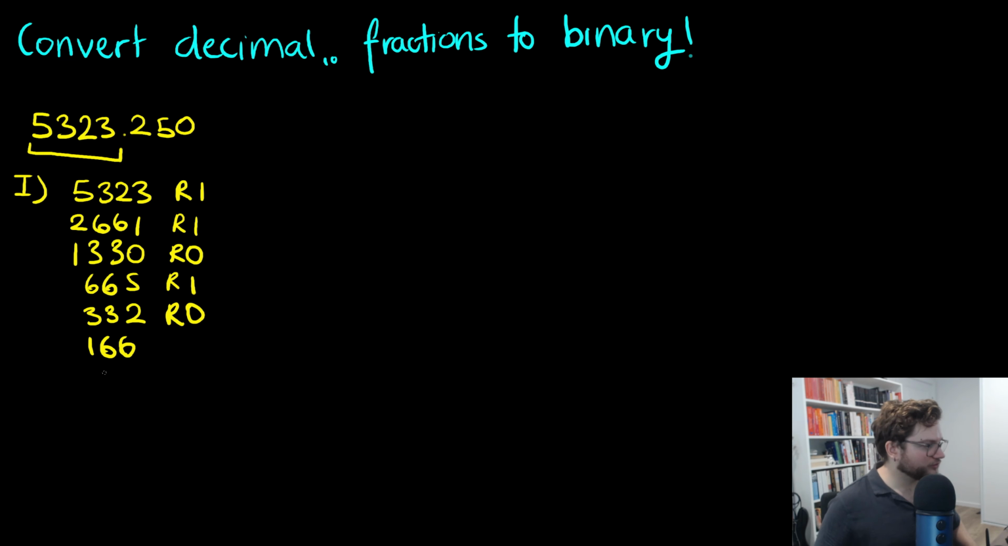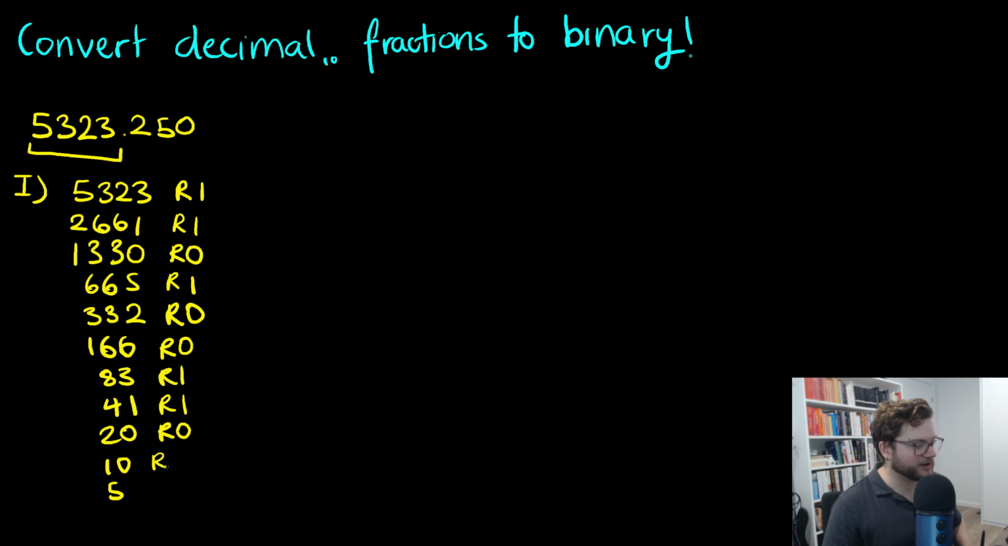Let's divide that by 2. 83, remainder of 0. Divide that by 2: 41.5, so remainder of 1. 41 divided by 2 is 20.5, so that's a remainder of 1. And 20 divided by 2 is 10, remainder 0. 10 divided by 2 is 5, remainder 0. 5 divided by 2 is 2, remainder 1, because 5 divided by 2 is 2.5.